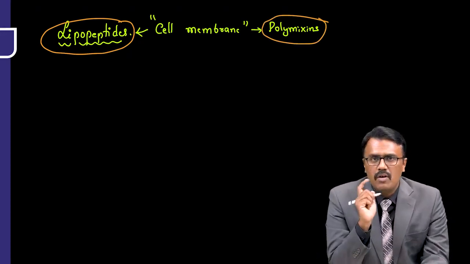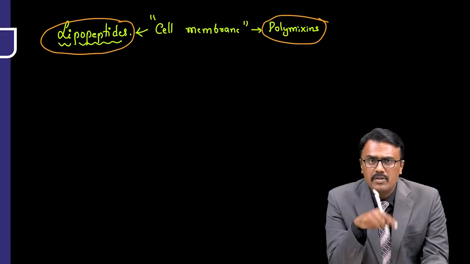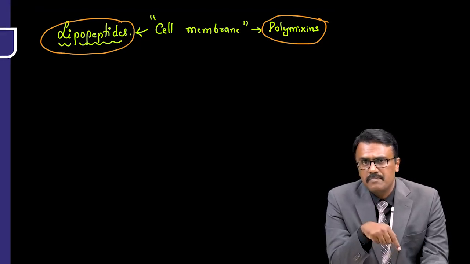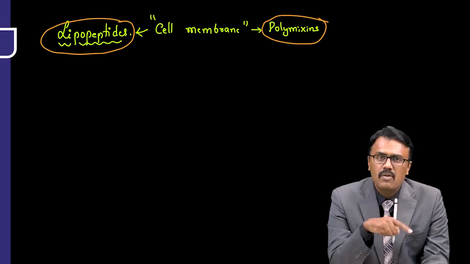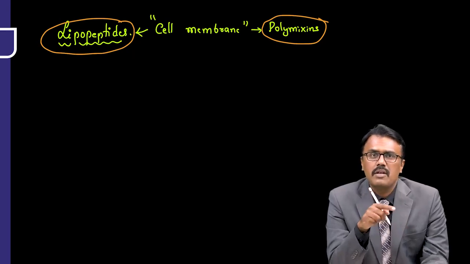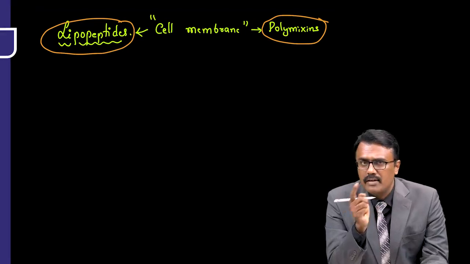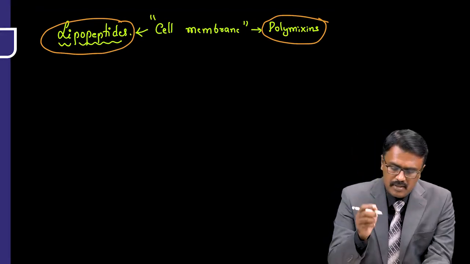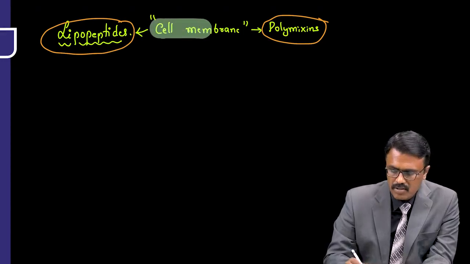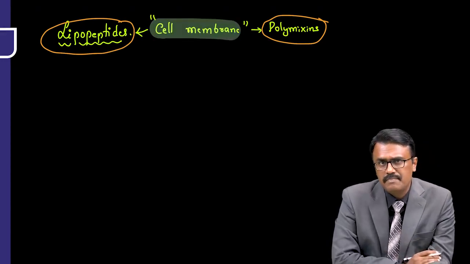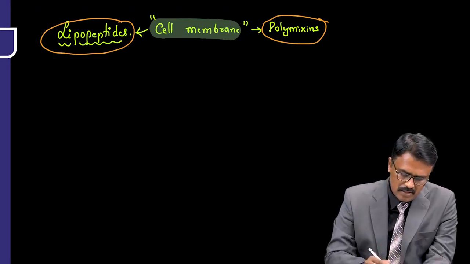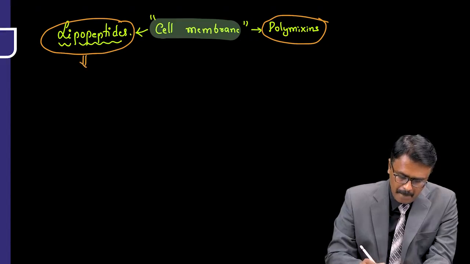Now since we also have a cell membrane, toxicity is more with these drugs. Since we don't have a cell wall, we don't have so much toxicity with beta-lactams or other drugs which affect the cell wall. But the drugs affecting the cell membrane can also cause toxicity in us because we also have a cell membrane. So let us start the journey of lipopeptides.